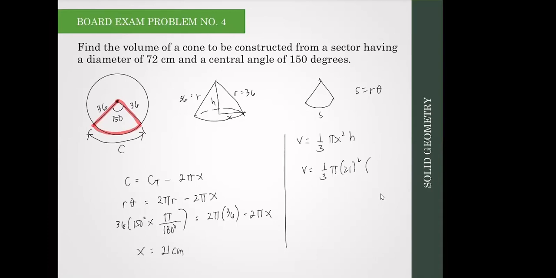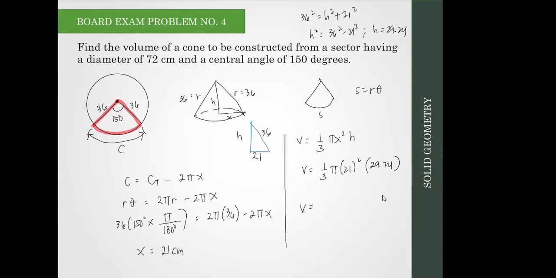So by ratio and proportion, or by Pythagorean theorem rather, 36, 21. So ang h natin will be equals kay 36 squared is equals to h squared plus 21 squared. So h squared is equals to 36 squared minus 21 squared. So h will be equals to square root of 36 squared minus 21 squared, that is 29.24. So 29.24 cm.